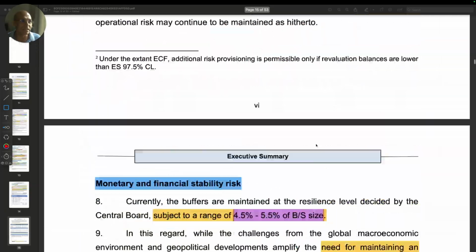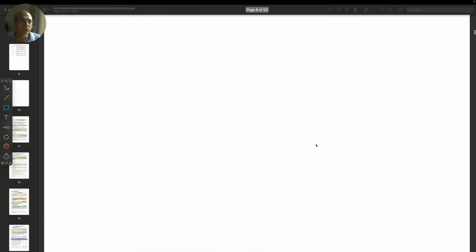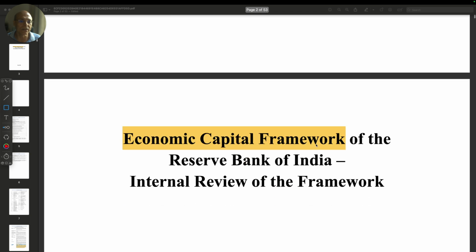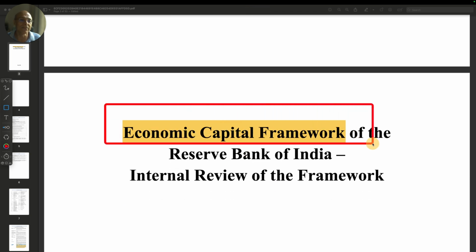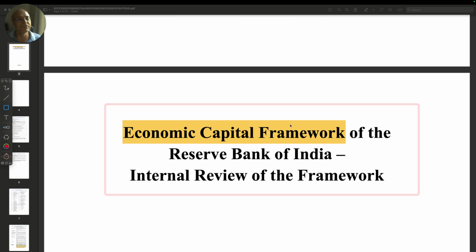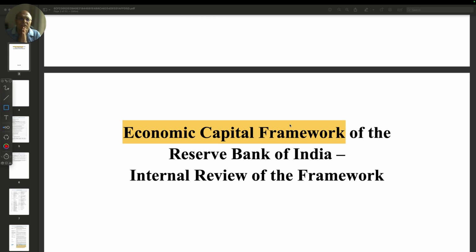So this document actually talks about, let me just show you the title of this document. This document talks about the Economic Capital Framework for Reserve Bank of India, internal review of the framework. So what does it mean, Economic Capital Framework? It basically means there are certain rules which govern these transfers. This is based on the RBI Act. And the rules have to be clearly laid out, which will provide certain discipline to the board so that no erratic transfers are made. Everything is governed by mathematics with sound economic principle.